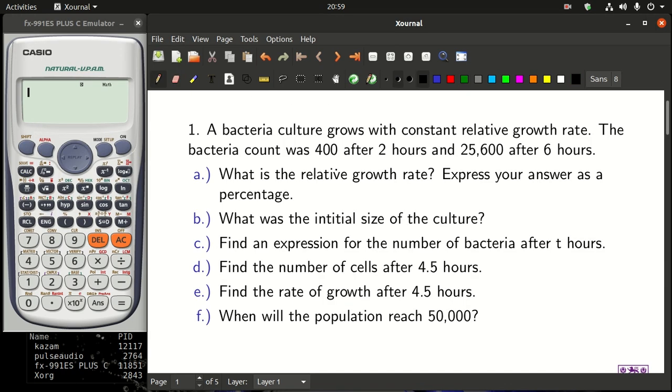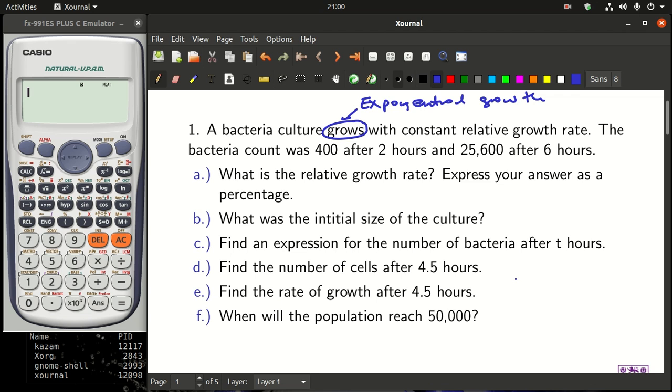Now let us go back to actually solving the problems that I promised you we would solve. We had this problem here: a bacteria culture grows. If it grows, it means we are using exponential growth. Don't have to think about anything else. And exponential growth has two equations.